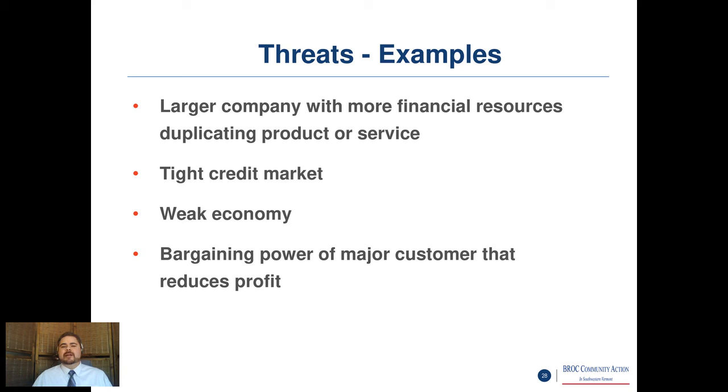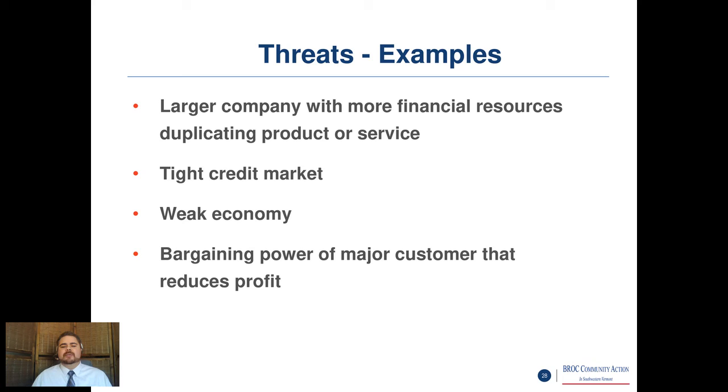A tight credit market. So if the US national credit market got tightened, it would be harder to access capital. A weak economy. So right now, COVID-19 has definitely weakened our economy, and that is an external threat that's also internal, hindering business growth in a lot of cases.